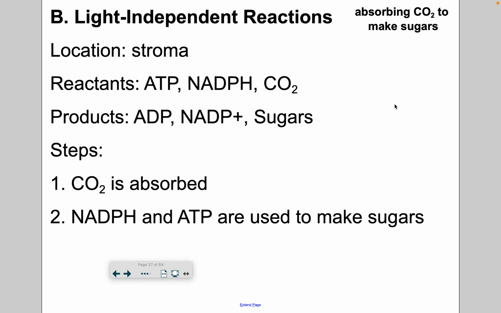Okay, light-independent reactions. We're going to take in CO2 and make sugars. This takes place in the stroma of the chloroplast. And what we're going to start off with is ATP and NADPH, and these were made from the light-dependent reactions, and then CO2 from the atmosphere. And what we're going to make is ADP and NADP+. These two will go back to the light-dependent reactions, and then we're going to make some sugars. So CO2 is absorbed, NADPH and ATP are used to make sugars. Now that seems really super simplified, but it's way more complex than that. Obviously, this is an overview of photosynthesis, things that we are going to cover in this chapter.